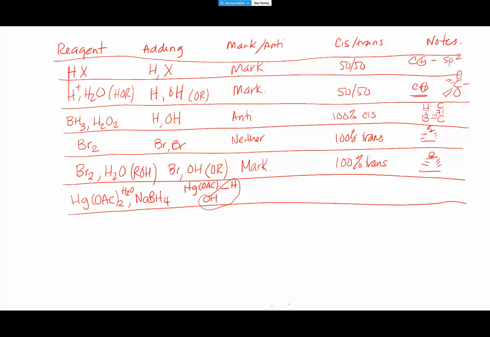So then Markovnikov, anti-Markovnikov. Okay. Let's see. Cameron, you're last in this round. So, okay. 100% trans. Why? Because it goes through the triangle with the mercury acetate. So it undergoes the mercury acetate triangular intermediate.